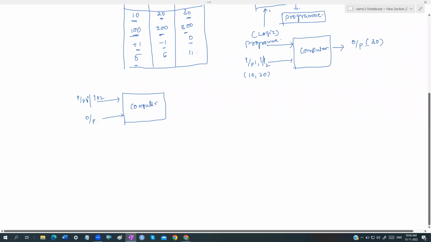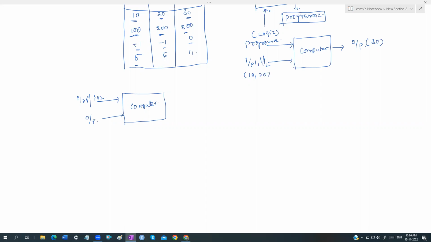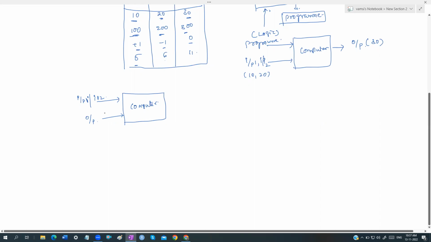If you give the input 10 and 20, the output should be 30. If the input is 100 and 200, the output should be 300. If I give plus 1 and minus 1, the output should be 0. If I give 5 and 6, I have to get 11. You give me the inputs and the outputs. The machine or computer can understand how this output is coming from these inputs, and it will tell the logic: the output is nothing but input 1 plus input 2.